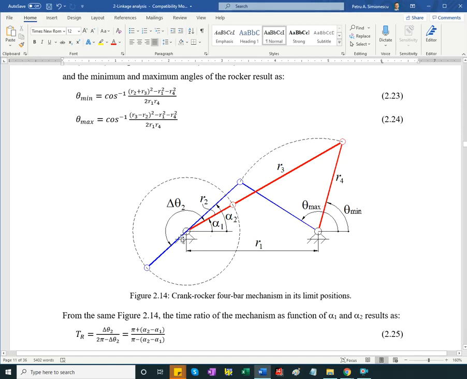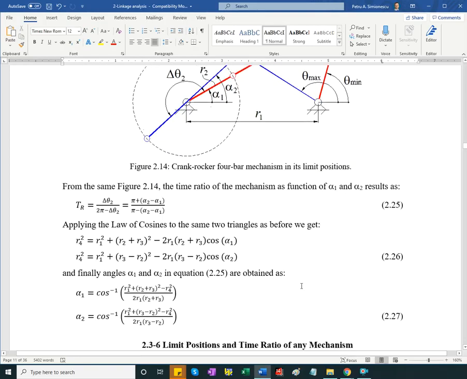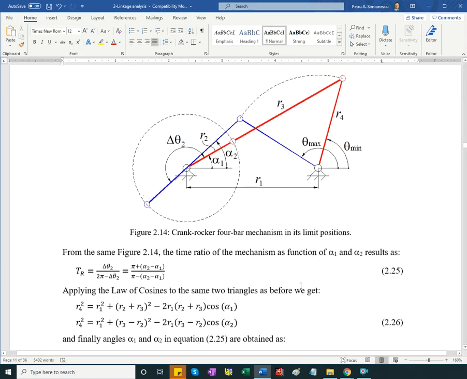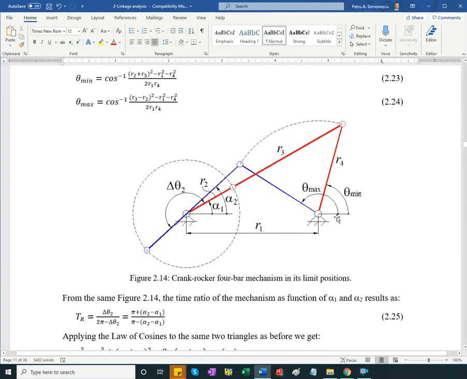So the law of cosines tells us that (R2 + R3)² = R1² + R4² − 2·R1·R4·cos(π − θ_min). Okay, and so that was for the theta min angle.